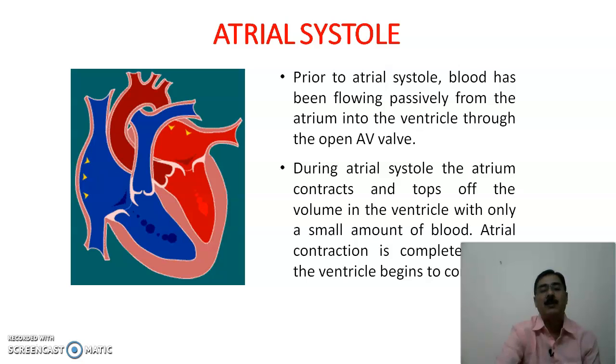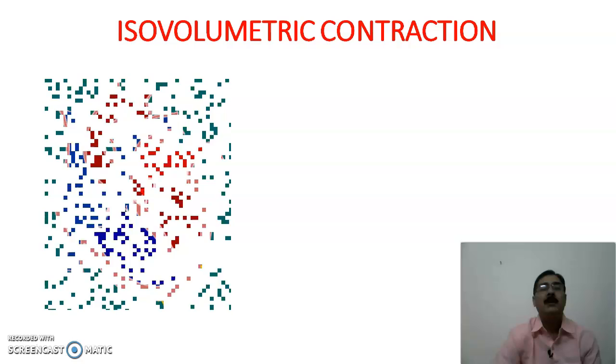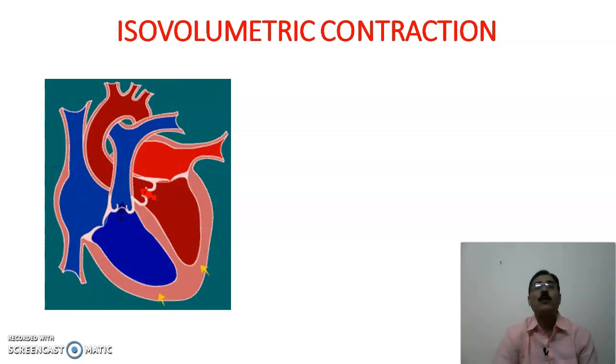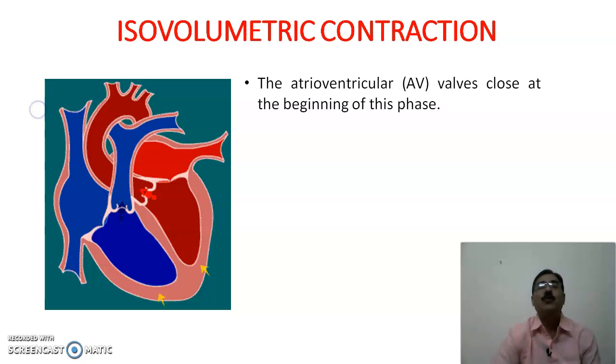Then the isovolumetric contraction. This is the contraction of the ventricle. During isovolumetric contraction, as it is clear from the name, it means the volume of the respective ventricle, that is the right and the left ventricle, remains the same.